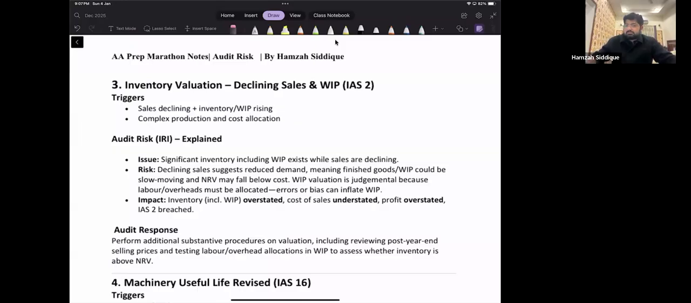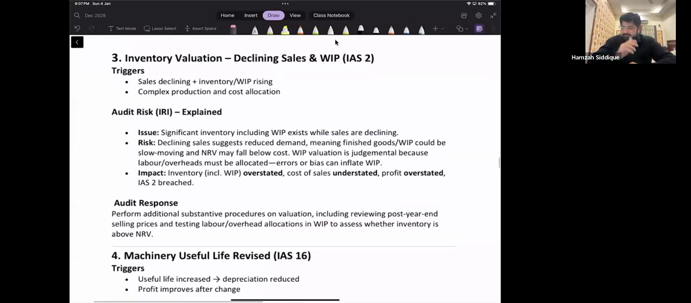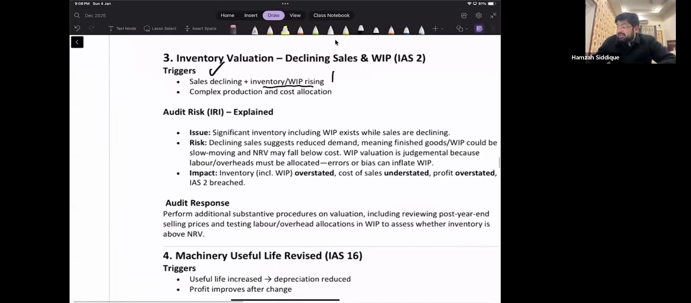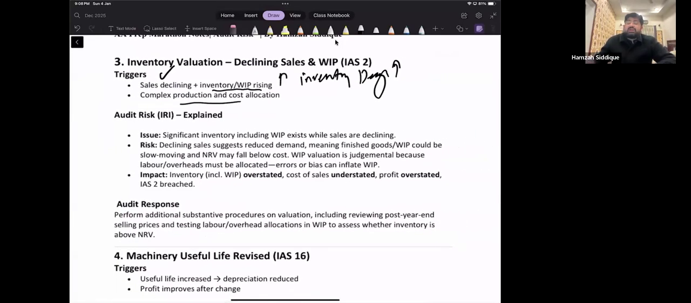Next, inventory valuation. The next point, the third risk, most commonly tested. So what is the information in the scenario? The company's sales are declining. Inventory or work in progress increasing. Inventory days increasing. The company has a complex production and cost allocation system. The cost allocation system may not be right.